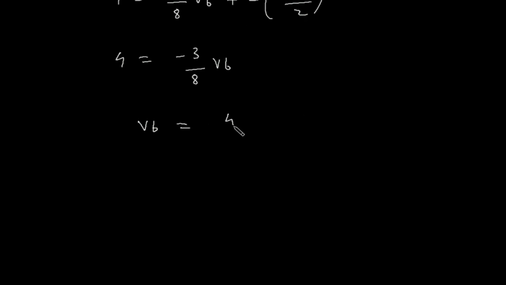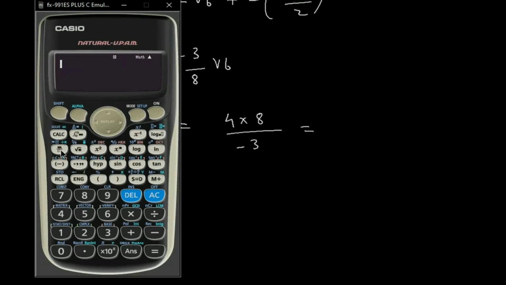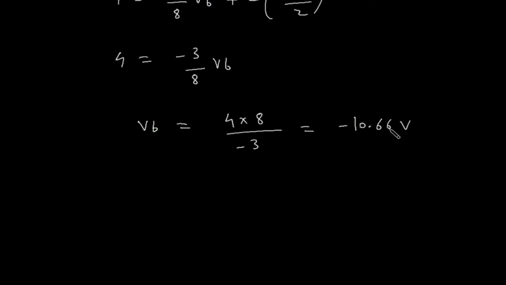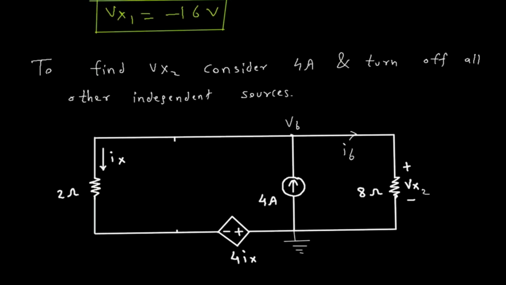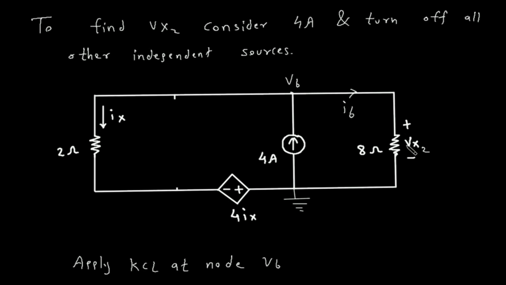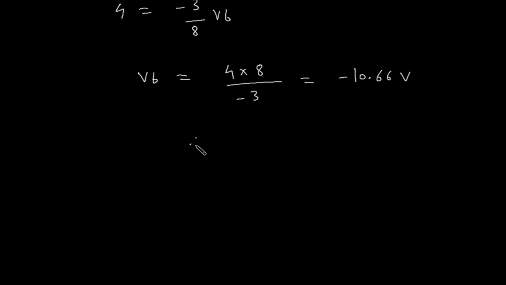Therefore Vb is equal to 4 into 8 by minus 3. So minus 10.66 volt is the value of Vb. Also we can say that Vb is equal to Vx2, or Vx2 is equal to Vb. Therefore Vx2 is equal to minus 10.66 volt.